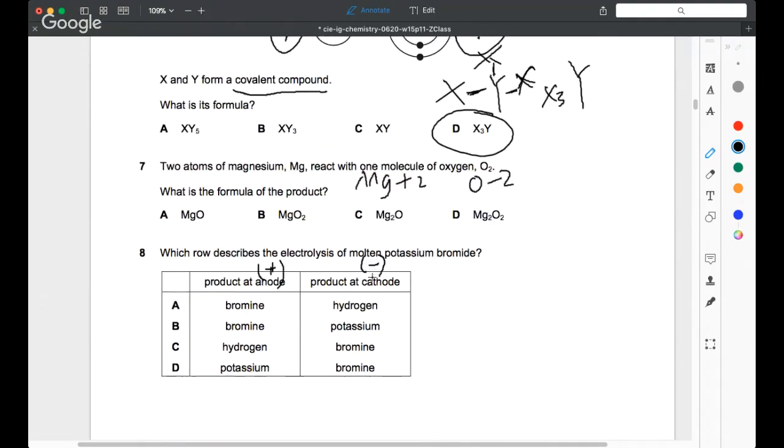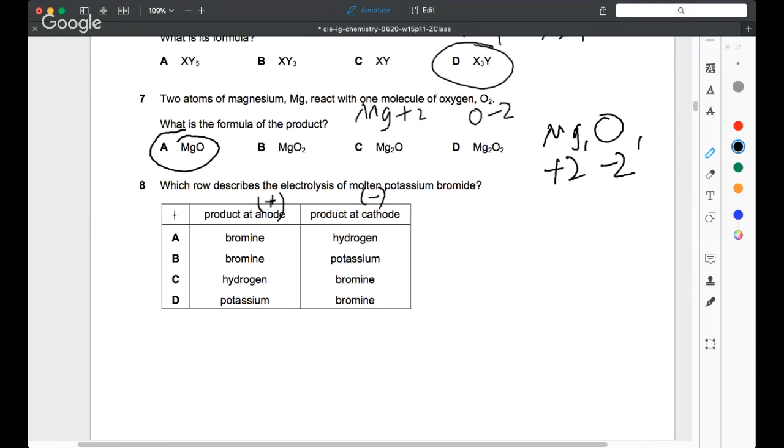So number 7, we have magnesium forming a compound with oxygen. We know magnesium is a group 2 metal, so the charge, the oxidation number, is +2, and oxygen normally has an oxidation number of -2. So the ratio between magnesium and oxygen would be 1 to 1. So the formula should be MgO.